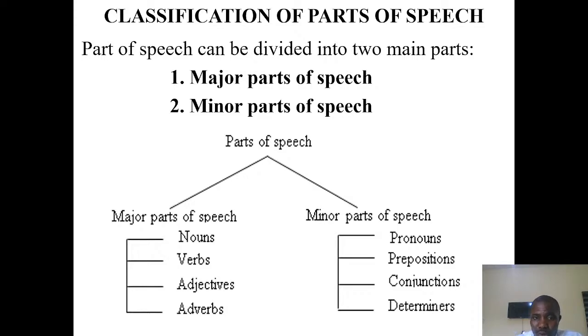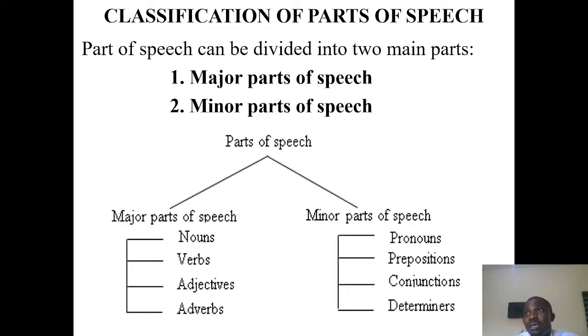The same is applicable to nouns, adjectives, and adverbs. But this other group, this second one, we cannot add affixes to them. It is wrong to say, for instance, "ways". You cannot add s to it. That is another difference. That is why we call them major and minor.